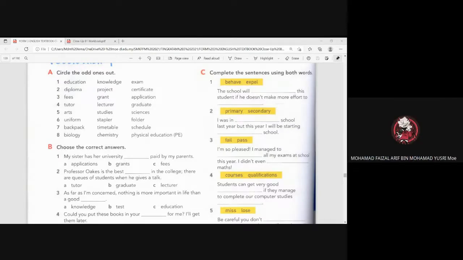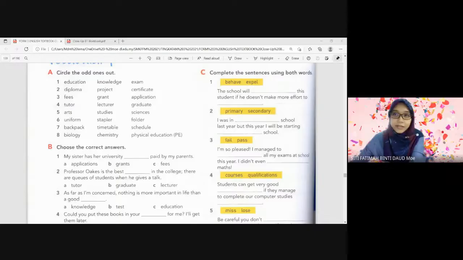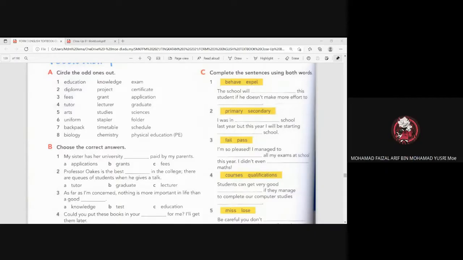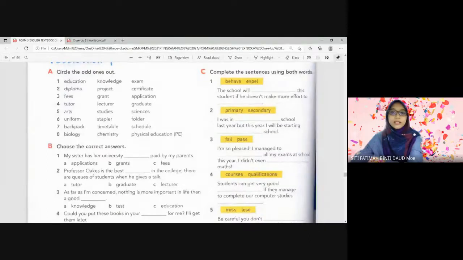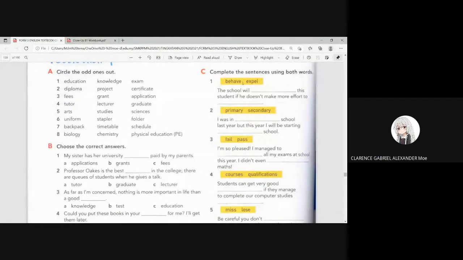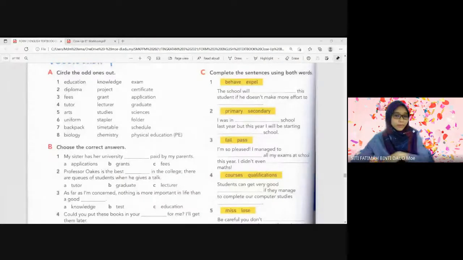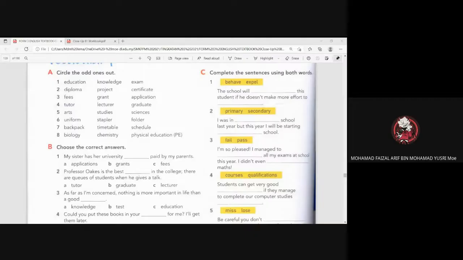Teacher, what's expel? Expel. When buang you sekolah. Very good, Gabriel. What's it again? D. Buang sekolah. If you have discipline problems, you might be expelled from the school.